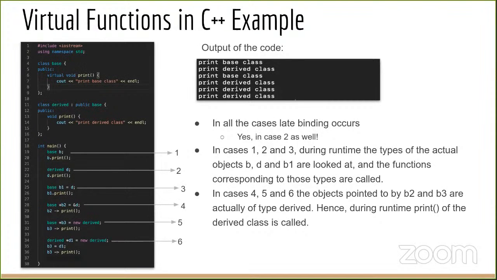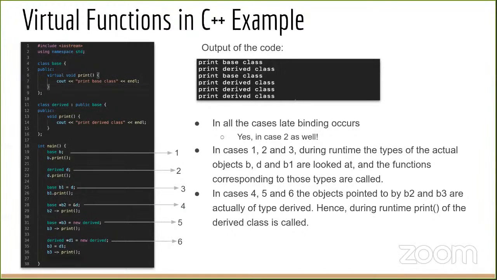Now in case 3, as we have seen earlier, object slicing takes place, and finally b1 is of type base only, and there is no variable or function in b1 which is defined in the definition of the derived class objects. So here also b1.print is bound to the print function of base class at runtime.